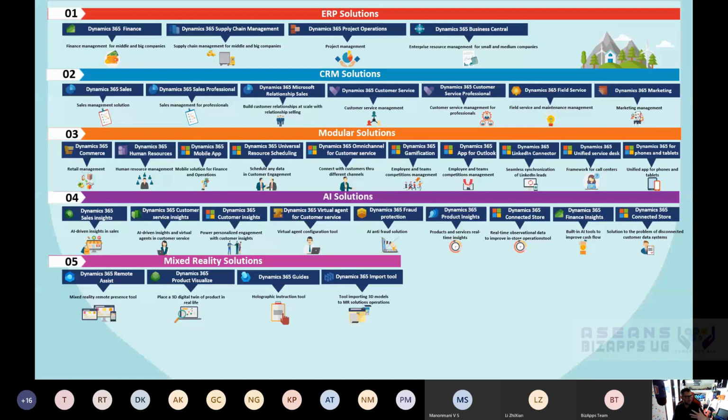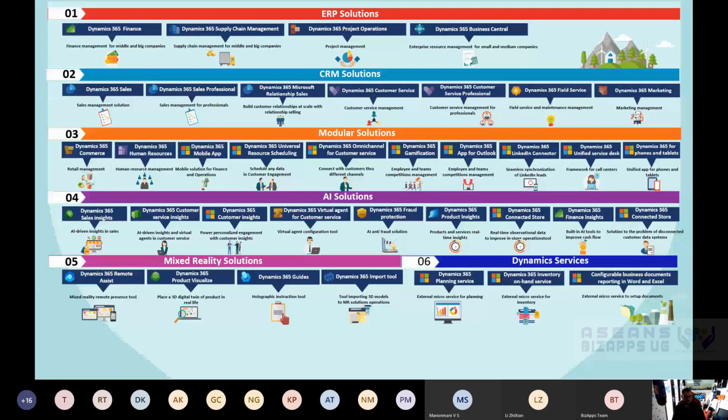So now when you start looking at the mixed reality solutions, you've got things like remote assist, super cool functionality. You've got the product visualize. You've got guides, which plugs into field services. The import tool that imports these 3D packages, I've never touched it, but I'm super keen to learn a bit more about what it does. And then you've got different services. So you've actually got an inventory service. I bet you didn't know that. We've also got a planning service. I didn't know that, right? And then we've got some other configurable business documentation functionality, which allows us to leverage tools like Word and Excel.